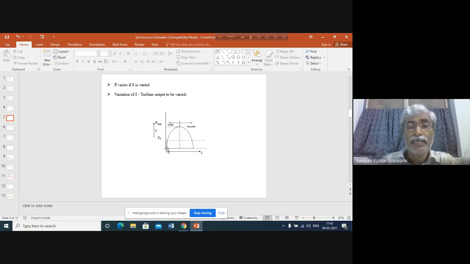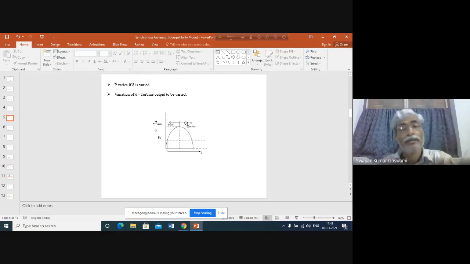Starting from this line, that means delta equal to 0 line to delta equal to 90 degree, between these two points, the operation of the generator is stable. When this point is crossed, above delta equal to 90 degree, on the right hand side of delta equal to 90 degree, the operation is unstable. So the generator can operate in stable condition if delta is less than or equal to 90 degree.